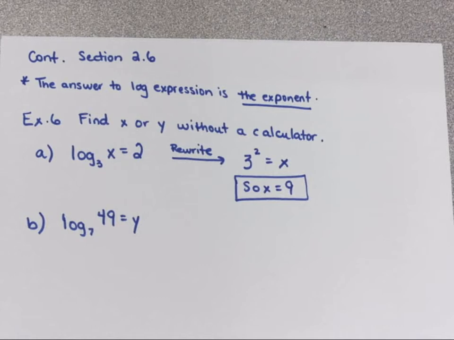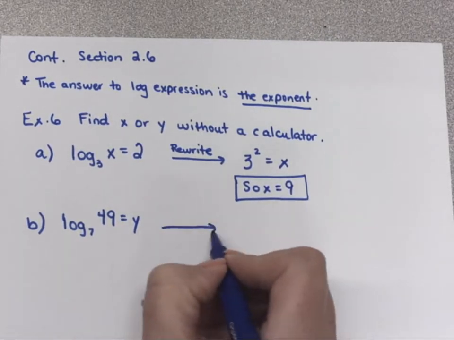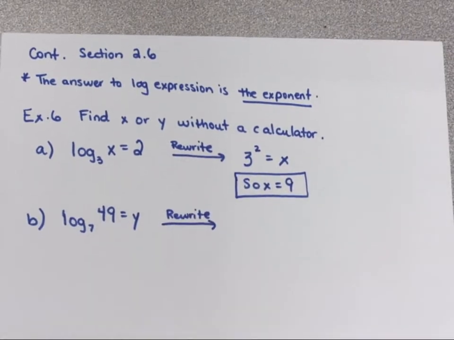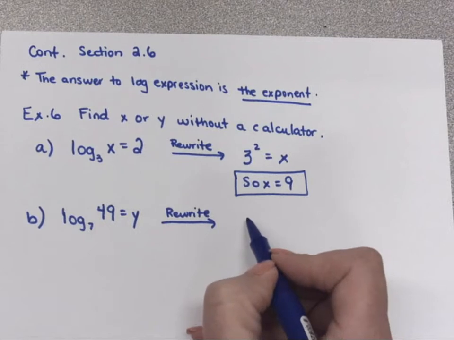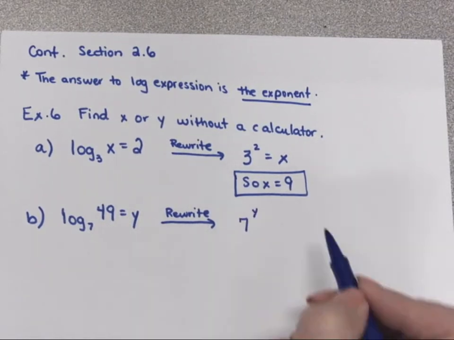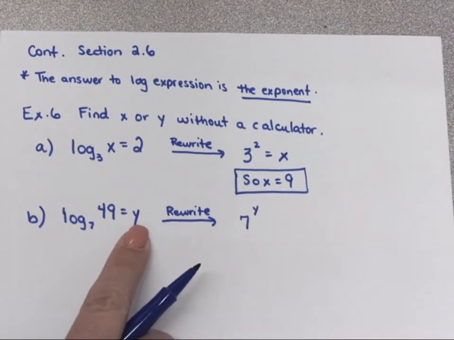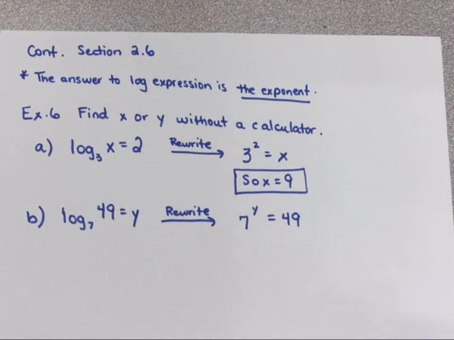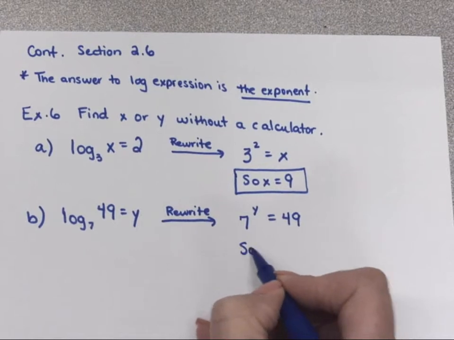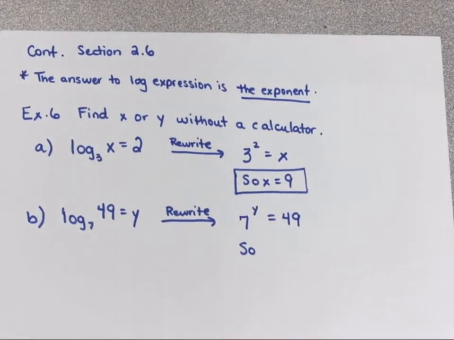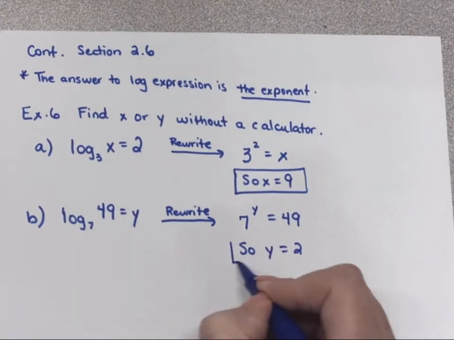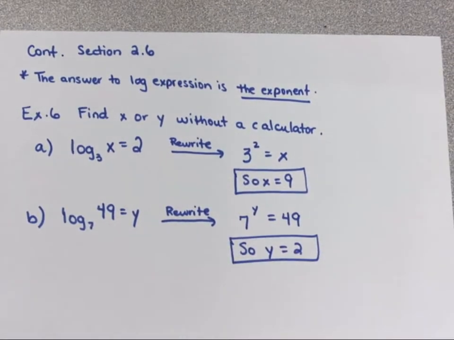So log base 7 of 49 equals y. So again, we're not going to leave it like this. We're going to rewrite it. So how would I rewrite it? 7 to the y power, right? This becomes the base. The answer to a log is always the exponent, and that needs to equal the other number by default. So what is the power of 7? Not the multiple of 7, but what is the power of 7 that would give us 49? 2. Because 7 squared is 49, right?